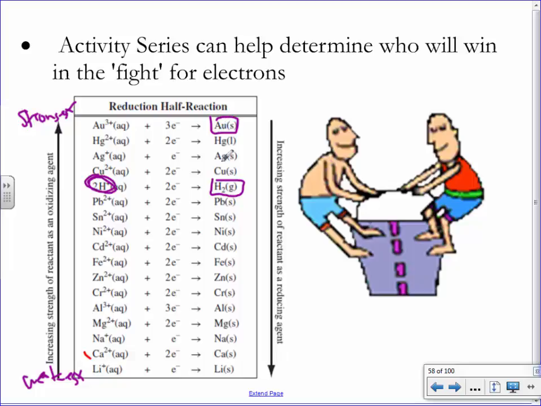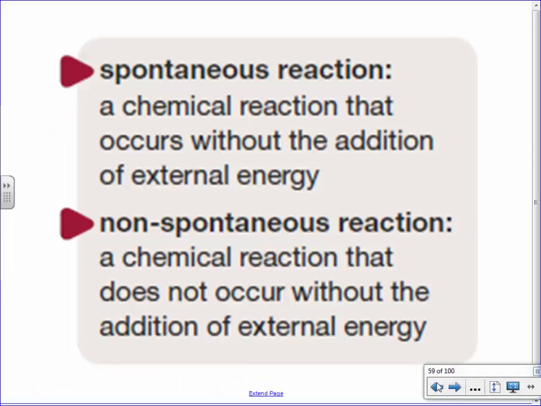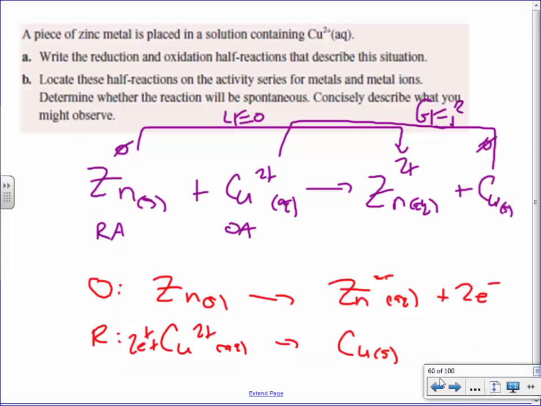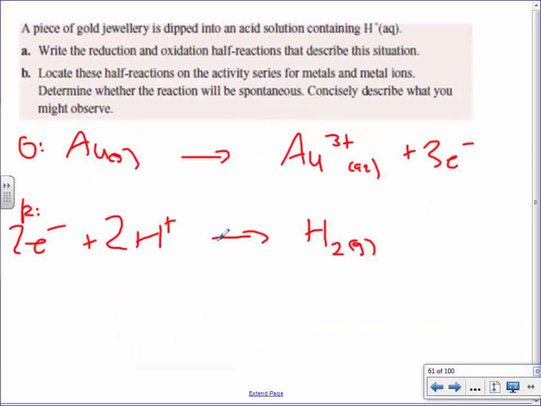Does that make sense? So what we would say is, even though I can write these reactions right here on paper, it's considered to be not spontaneous. So if I want to describe what you would observe: nothing. Nothing will happen. Even though I can write the equation on paper, it doesn't actually happen. So that makes sense?